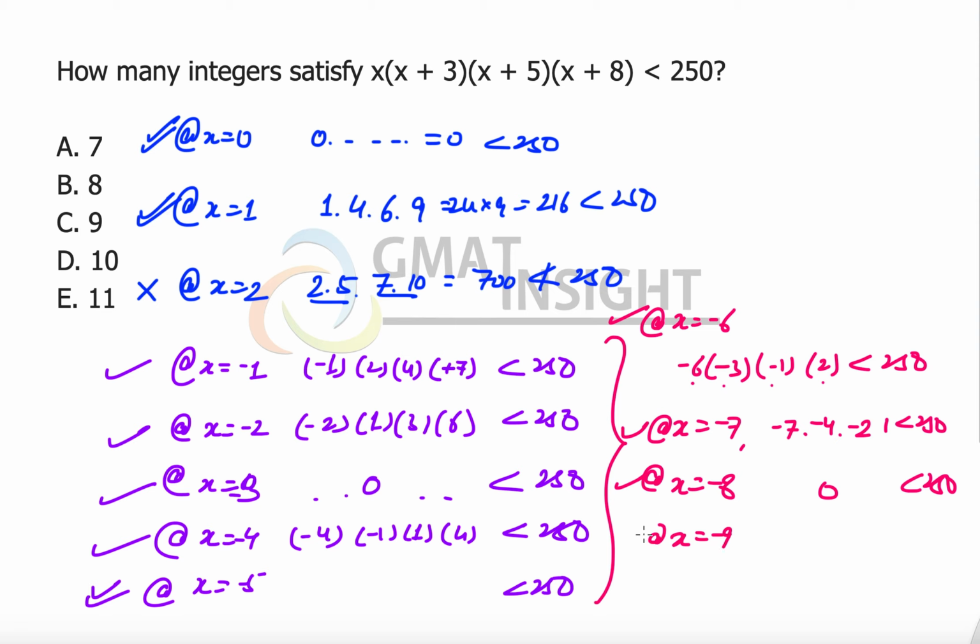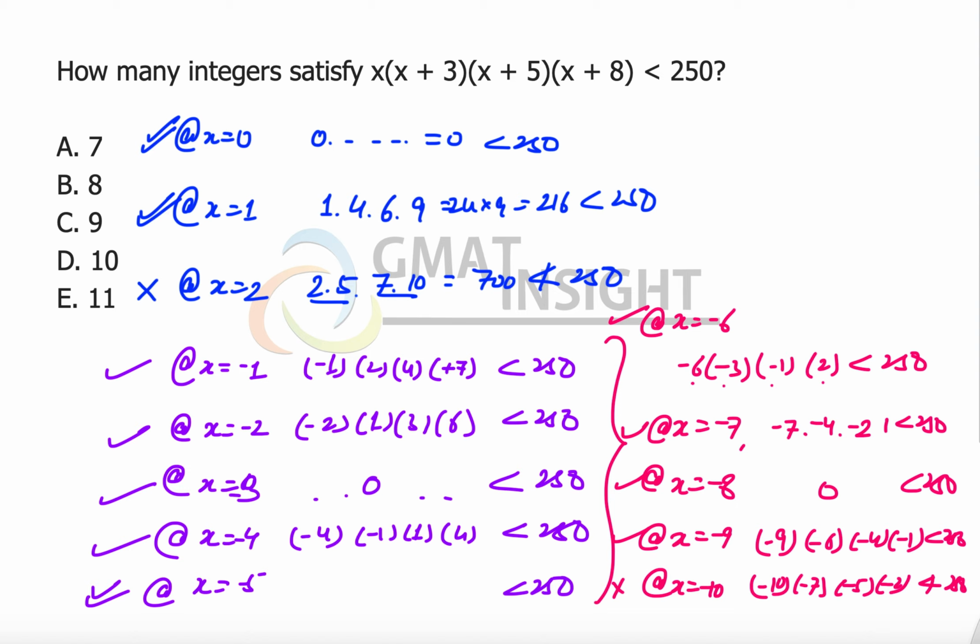Now x equal to minus 9 has great chances of not satisfying it, because now the values have very big absolute values and all four of them will be negative. Let's quickly check. When we substitute x equal to minus 9, the first part is minus 9, the second part is minus 6, the third part is minus 4, and the fourth part is minus 1. The multiplication is 54 multiplied by 4, which is 216, less than 250. Wonderful. And what happens when x is minus 10? Then we have minus 10, minus 7, minus 5, minus 2, 70, and 10, 700, not less than 250.